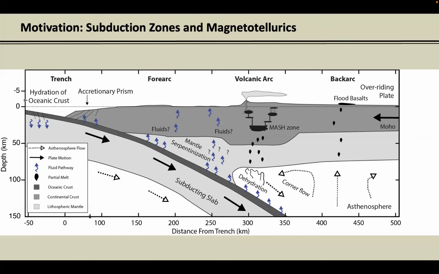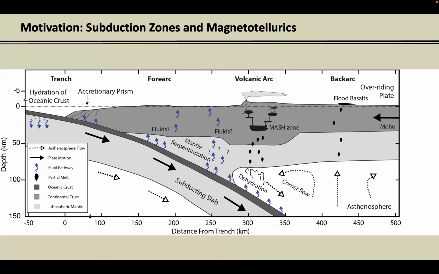So, zooming way out to a conceptual model of a subduction zone that everyone's very familiar with: the subducting slab coming down with fluids coming out. I'll just highlight that there's a lot of fluids that people talk about coming in at the outer rise, and then they dehydrate as the slab goes down, and along with that you have melts at the volcanic arc, perhaps a mash zone in the lower crust with more shallow reservoirs beneath particular volcanic edifices. And MT is uniquely sensitive to fluids, both partial melts and aqueous fluids.